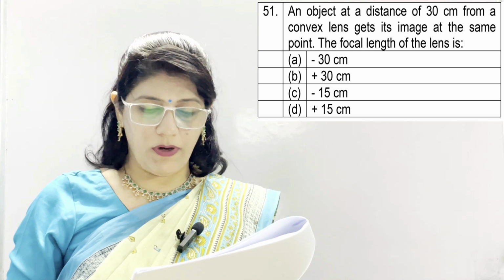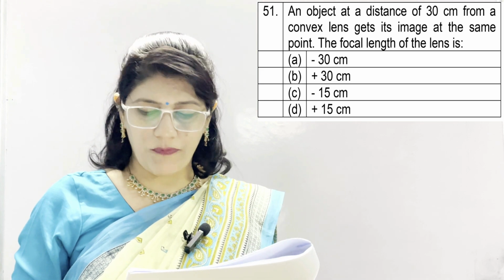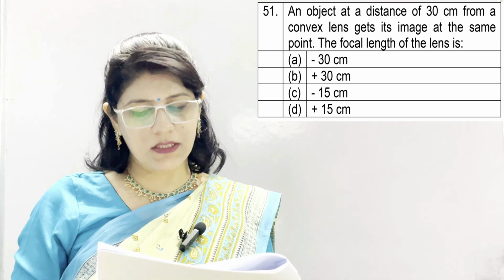In question number 51, an object at a distance of 30 centimeter from a convex lens gets its image at the same point.